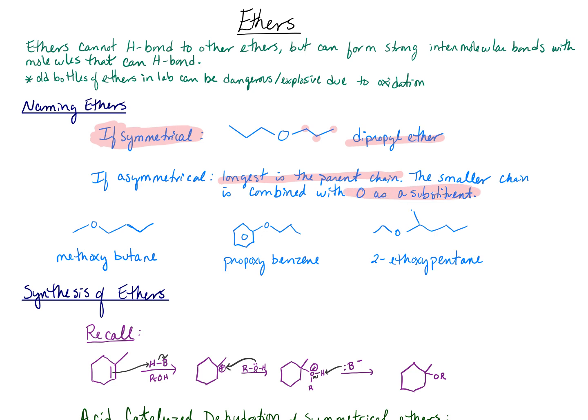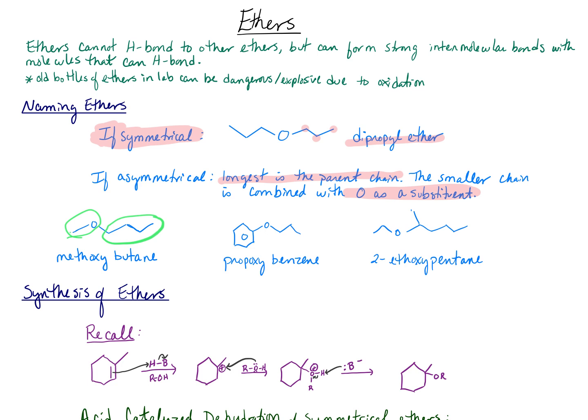Instead of having a propyl group, for example, you'd have a propoxy group. So we just sort of take off that yl and add oxy at the end, okay? So, for example, this first one, the methoxybutane, this is your longest chain. We've got 4 carbons there, and then this becomes the substituent of a methoxy because there's 1 carbon, oxygen.